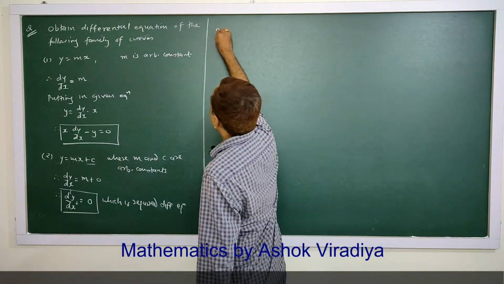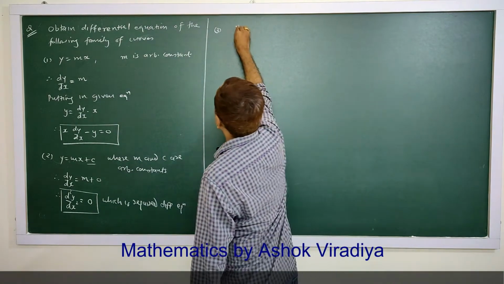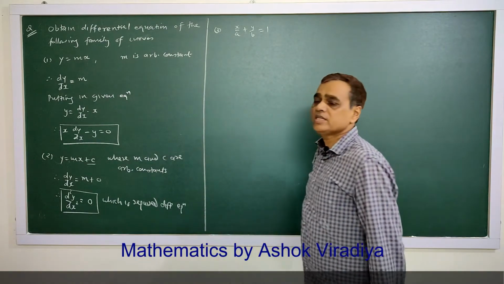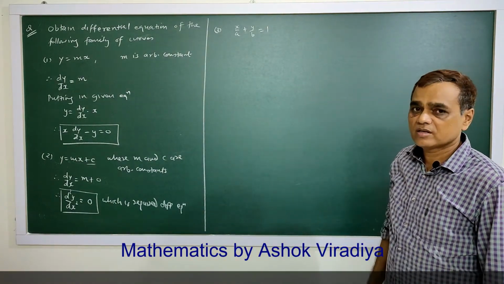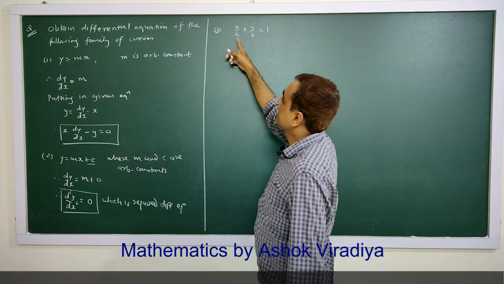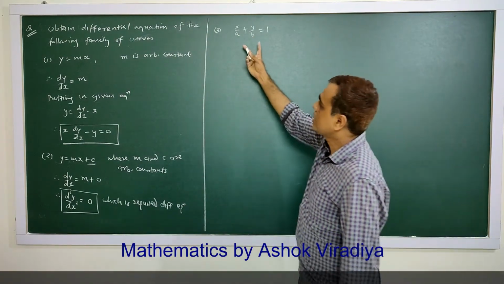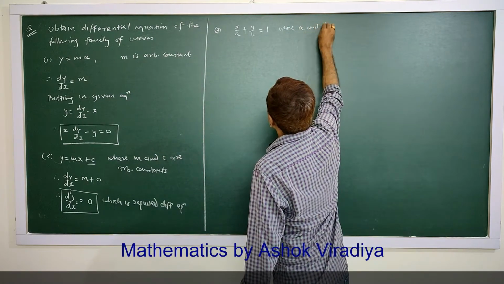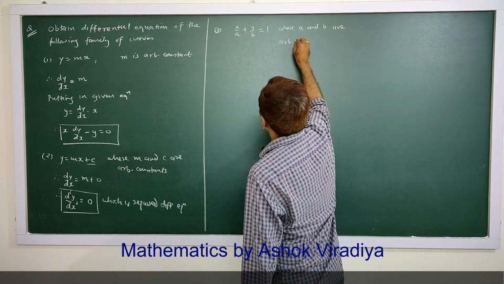Now the third family of curves. Obtain a differential equation of x by a plus y by b equal to 1. It also represents a family of lines making x-intercept a and y-intercept b. So here there are 2 arbitrary constants, a and b are arbitrary constants.